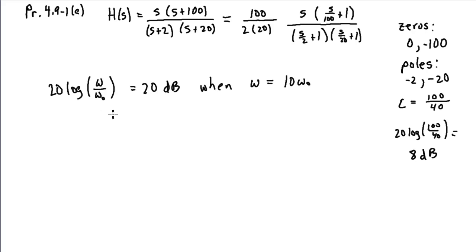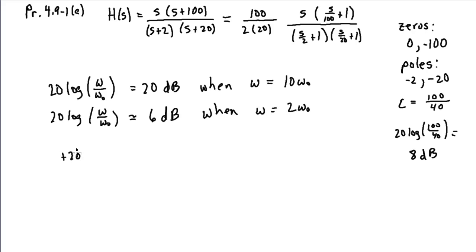But this term is actually approximately equal to, very close to 6 dB when omega is 2 times omega 0. So this rate of plus 20 dB per decade is exactly equal to a slope of 6 dB for every doubling of frequency. And a doubling of frequency is called an octave.